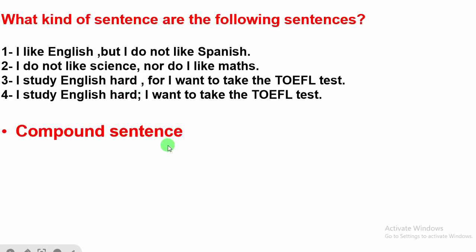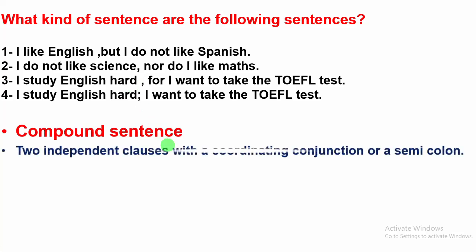Okay. So how do we form a compound sentence? For a compound sentence, you will find two independent clauses with a coordinating conjunction or a semicolon. Let's consider the first one. In the first one, I have the first independent clause, which is I like English. Then I have a coordinating conjunction, but. And after the coordinating conjunction, we find another independent clause, which is I do not like Spanish. So we describe the sentence as a compound sentence. In a compound sentence, you find two independent clauses connected together with a coordinating conjunction.